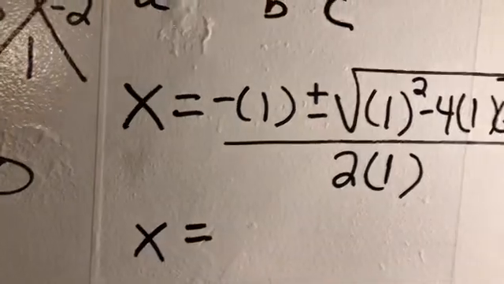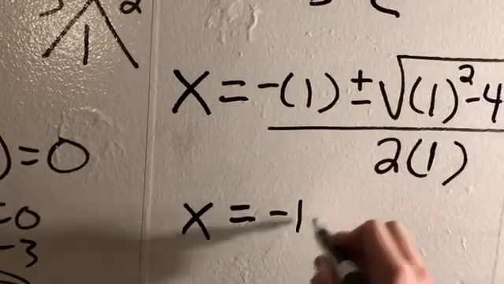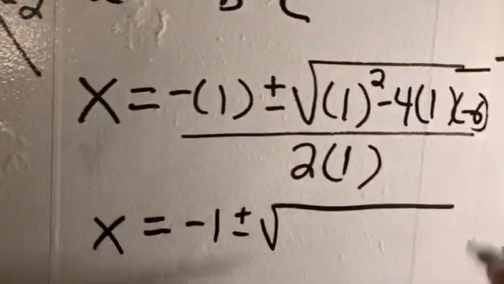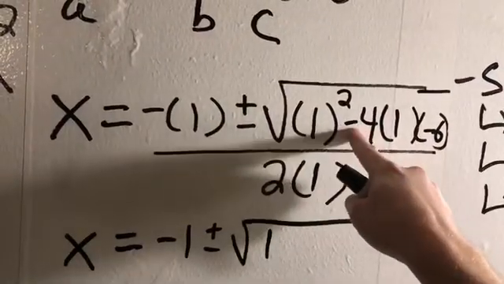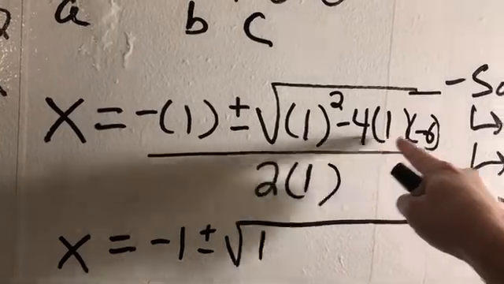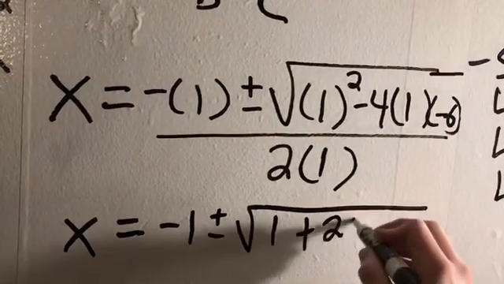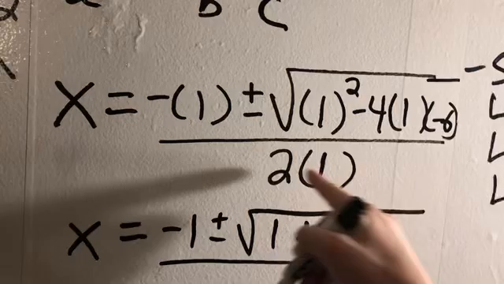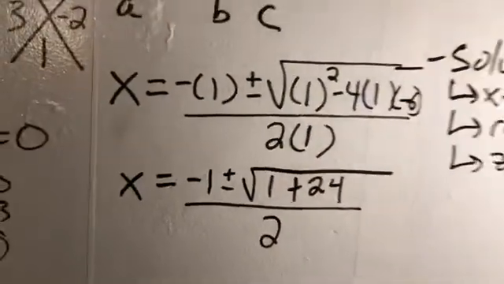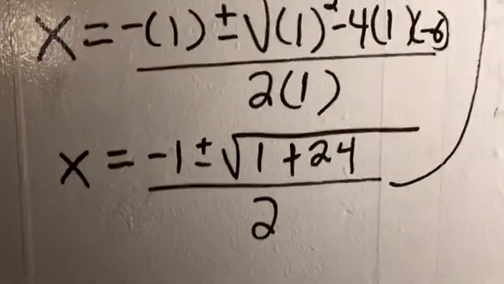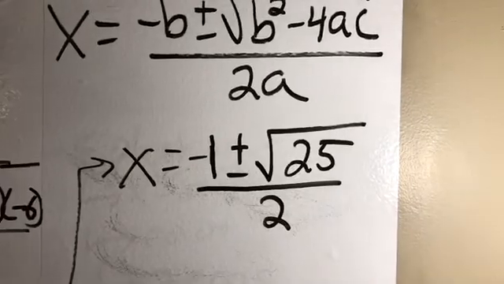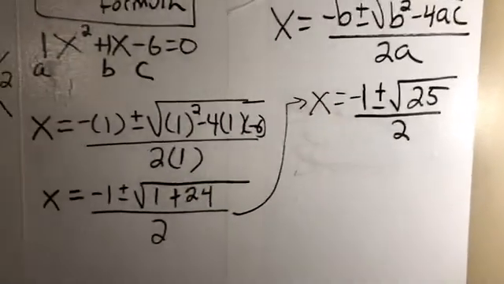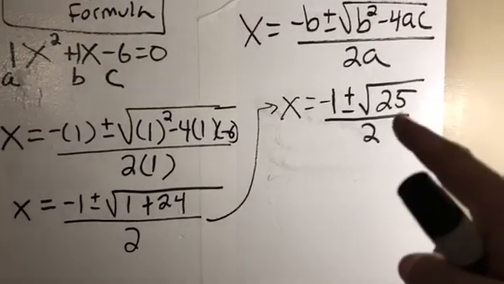So x is equal to -1 plus or minus the square root of, well, 1 squared is 1 times 1. -4 times 1 is -4, times -6 is +24. 2 times 1 is 2. Now, before we can proceed, we need to get one number underneath the square root. So 1 plus 24 is going to give us that 25. So I just rewrote it up there so I have a little bit more space.